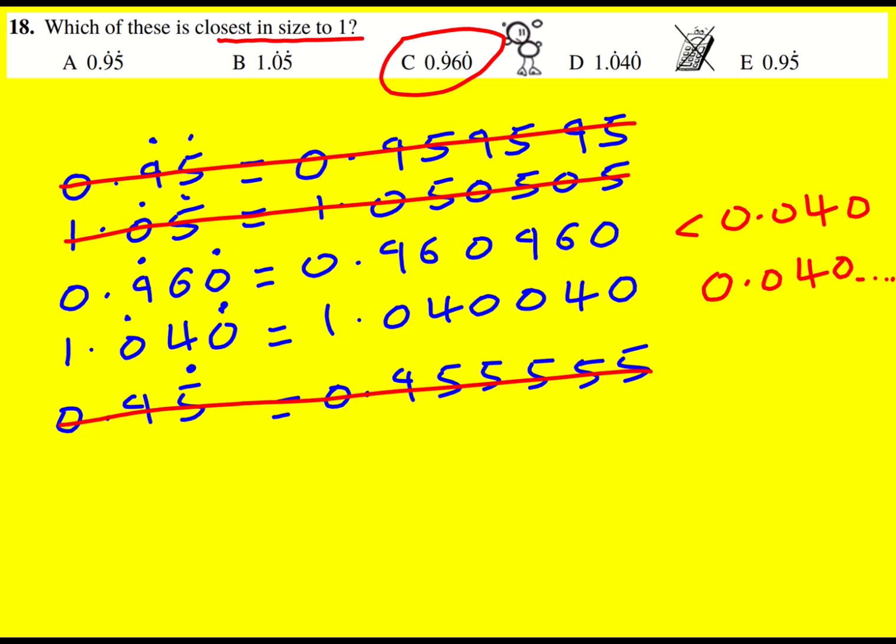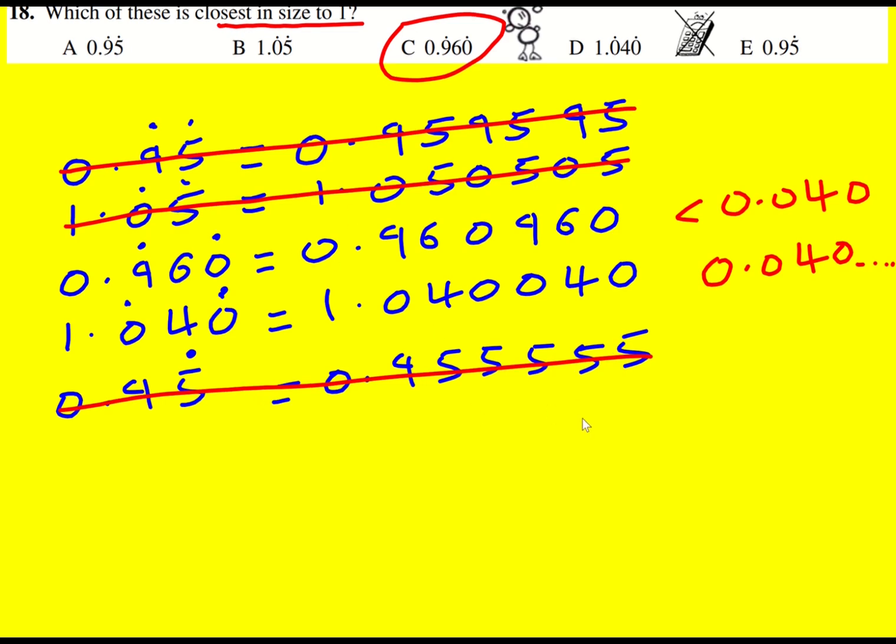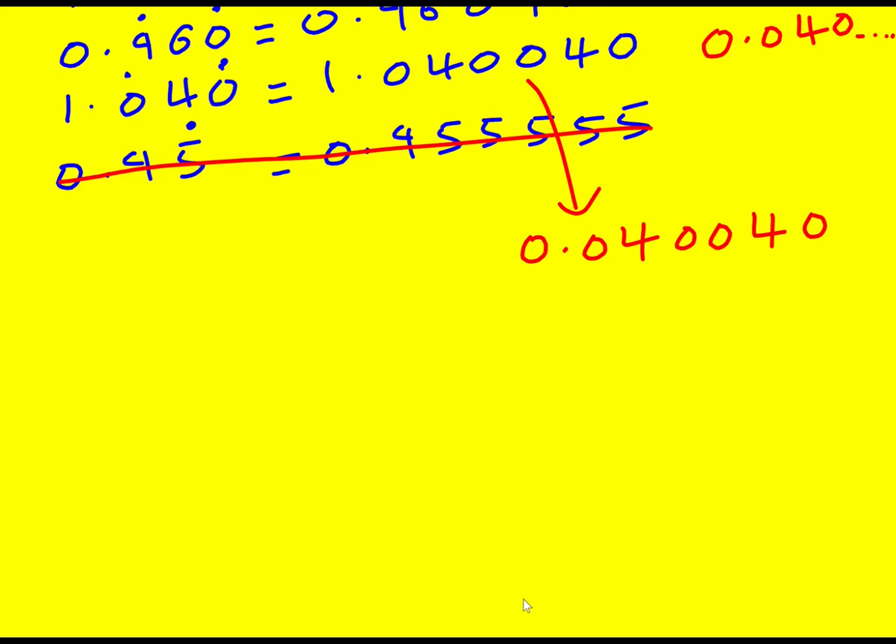You could do a subtraction. Subtracting recurring decimals is unnecessary here. It's a bit complicated, but you could do that. The first one's going to be quite easy to do, to be fair. This one here, because I sort of already did it. So let's say you didn't spot that. Then if you subtract 1 from this one, you're going to get 0.040040.